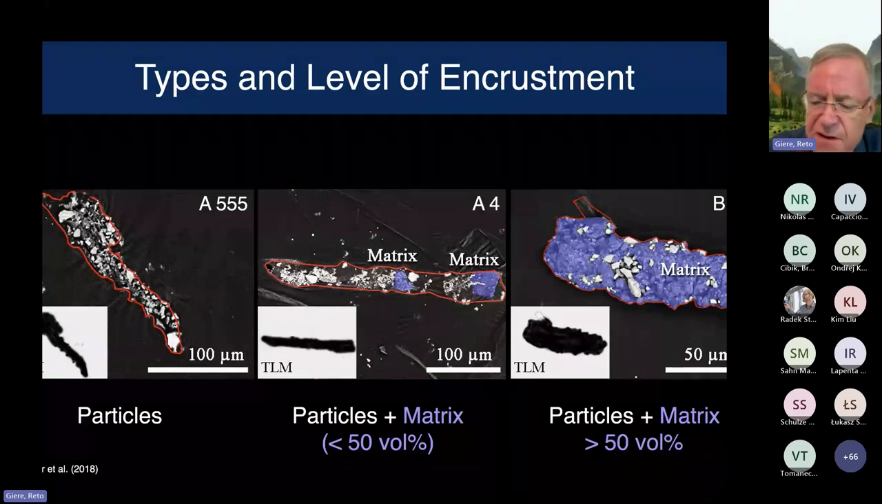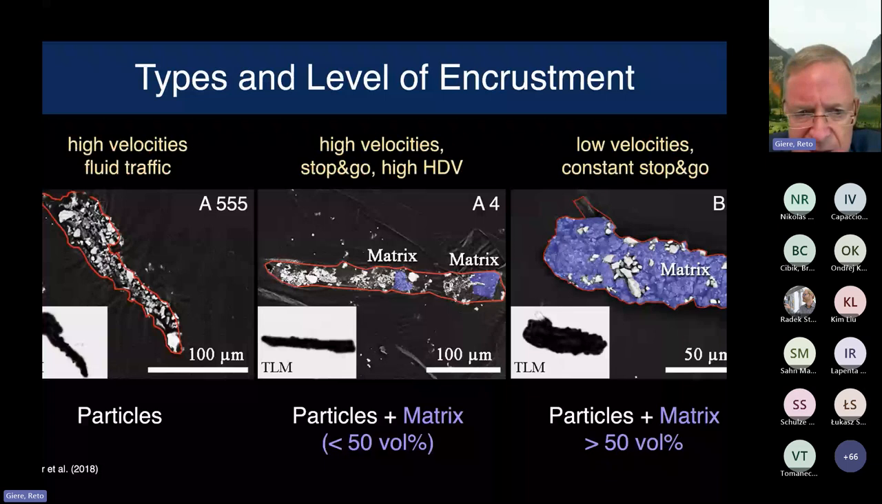These samples are from different roads, and what you see here on the left-hand side, where we don't have this matrix phenomenon, this is from a highway with high velocity, where the traffic has high velocities and it's very fluid traffic. In the middle, we have also high velocities, but the cars and trucks stop all the time because it's congested. Lots of trucks are there, so you have a lot of brake action, which not only increases the amounts of tire particles that are abraded, but also more brake abrasion particles shown in this purple color.